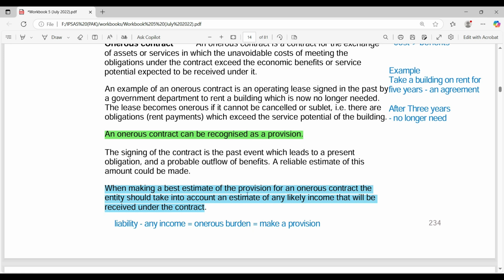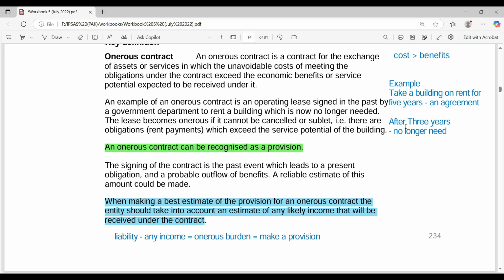When making a best estimate of the provision for an onerous contract, the entity should take into account an estimate of any likely income that will be received under the contract. For example, the agreement allows you to sublet that building, and you have received some amounts against subletting. Then in that case, the subletting amount should be subtracted from that liability and you only make a provision against that onerous burden.